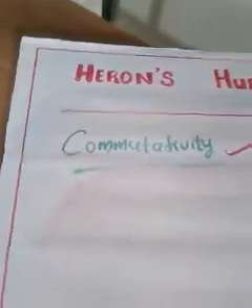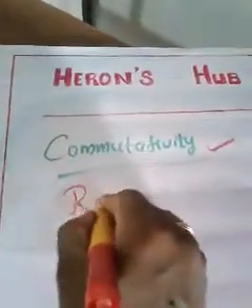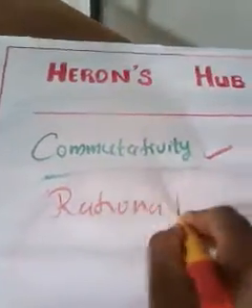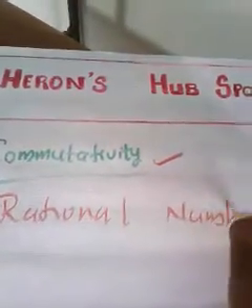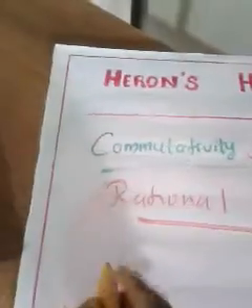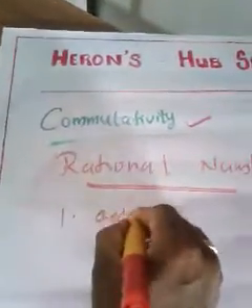Yes, rational numbers. We are going to focus on rational numbers. Rational numbers are a little bit difficult to check, that's why I'm going to explain that well. So please learn and write notes well. As I said, we are going to check commutativity under which category of number now? Rational numbers.